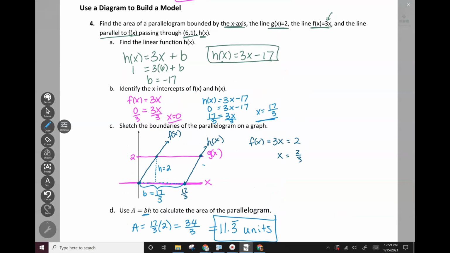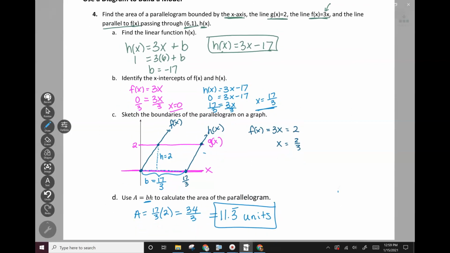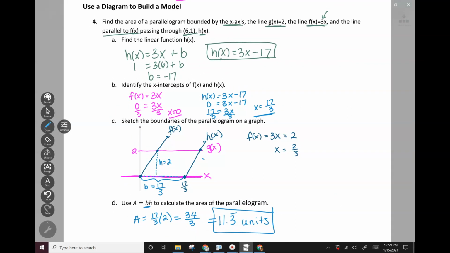So it's very important if you're talking about geometry or anything like that, you can always sketch a picture, and use that to help you find any equations or whatever you're trying to calculate. All right, that's it for 4.2.